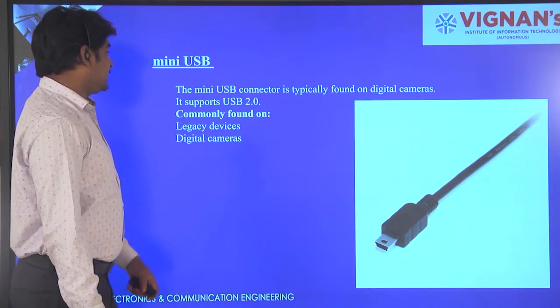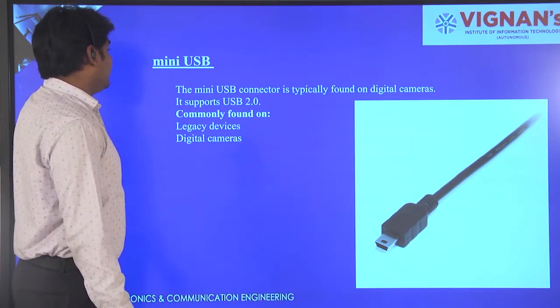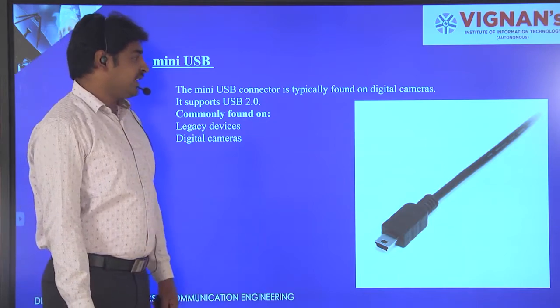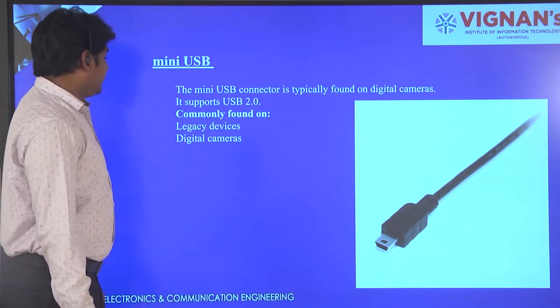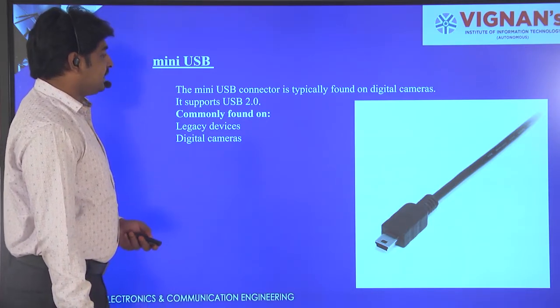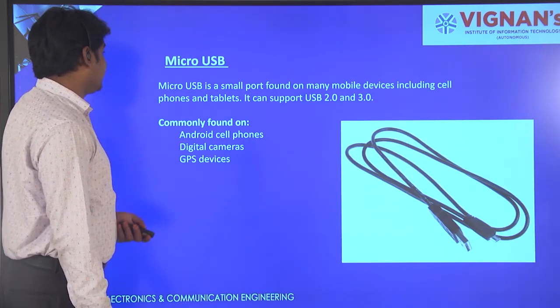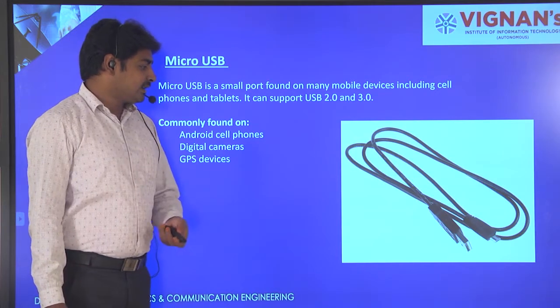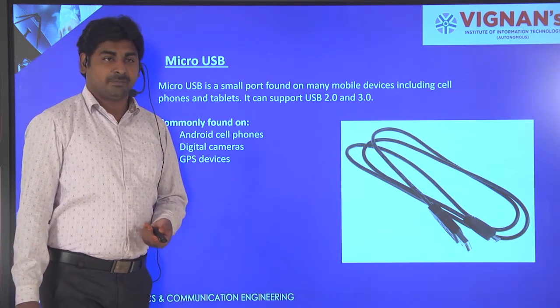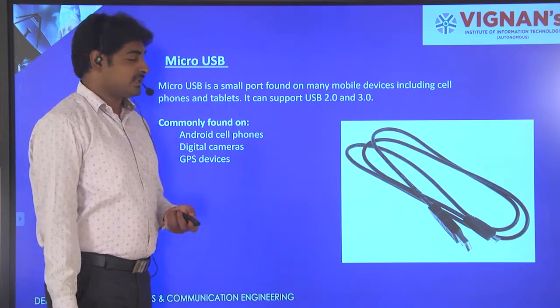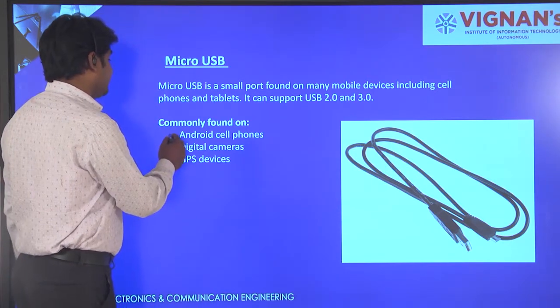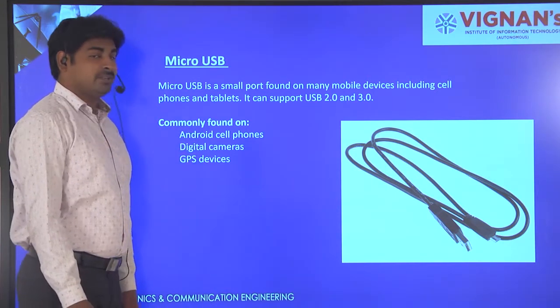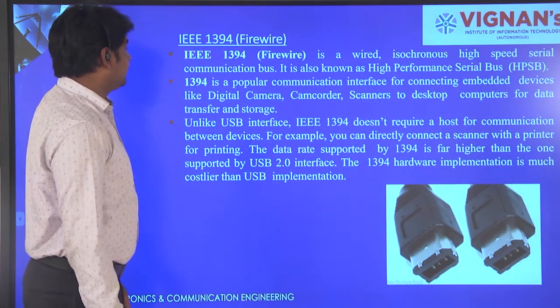And this is mini USB. This is commonly found in digital cameras and other legacy devices. Similarly, this is micro USB. These are the connectors which are used by people to charge their phones. Micro USB connectors are used in Android cell phones, digital cameras and GPS devices.